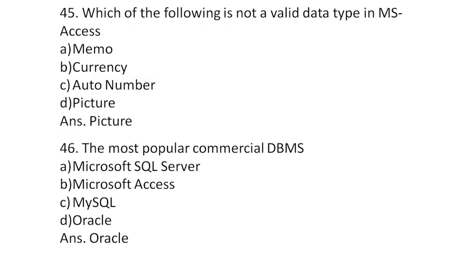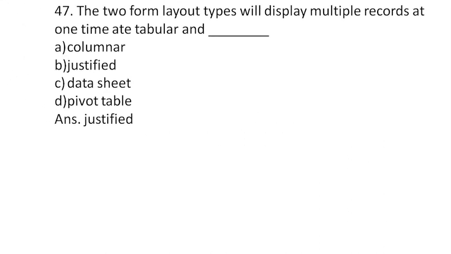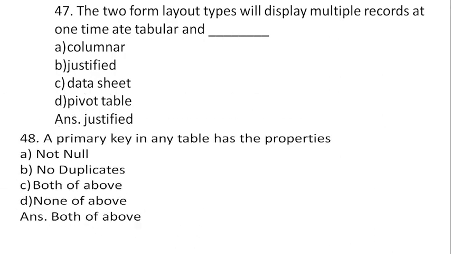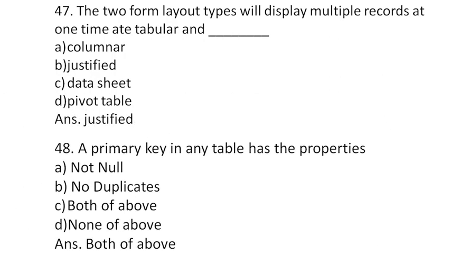Next, this most popular commercial DBMS? Answer বলছে Oracle. Next, the two from layout types will display multiple records at one time, a tabular and justified. Next, a primary key in any table has the properties, answer বলছে both of above, মানে option A not null এবং option B duplicates, এই দুটো হবে.